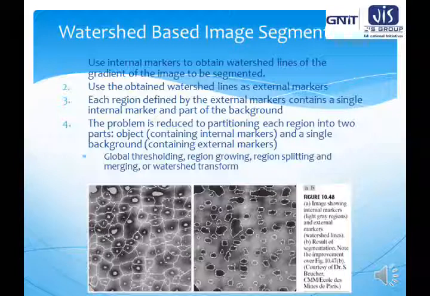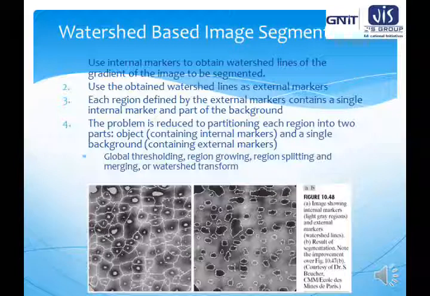The fourth is the problem is reduced to partitioning each region into two parts, the object containing internal markers and a single background containing external markers. Here global thresholding, region growing, region splitting and merging, or watershed transformations have been given.